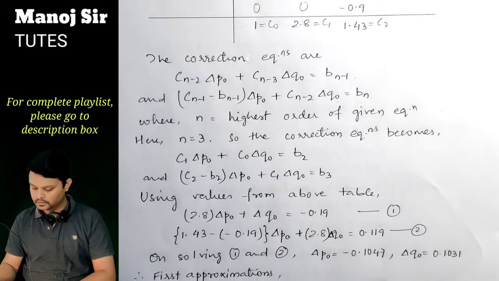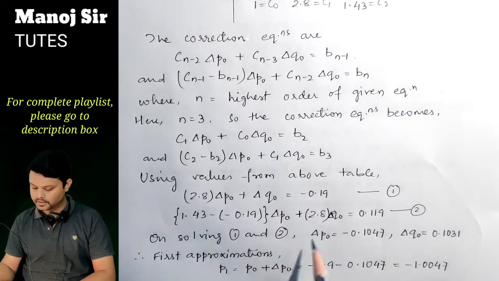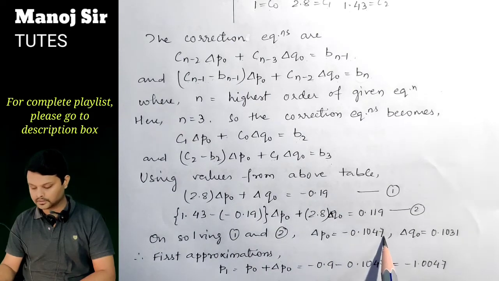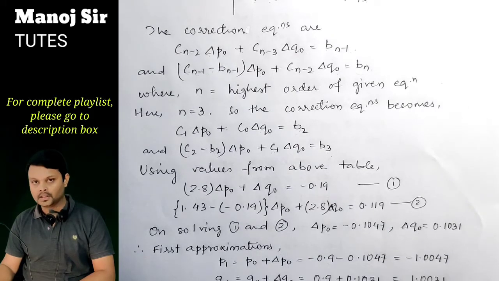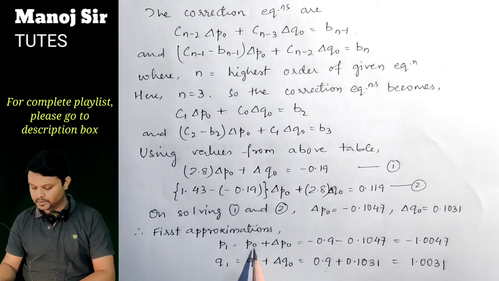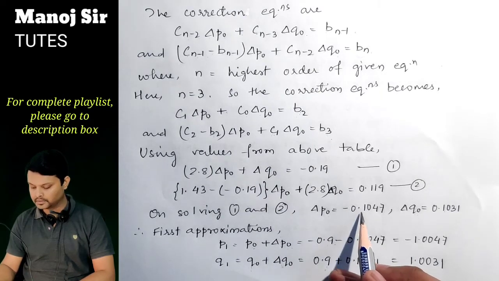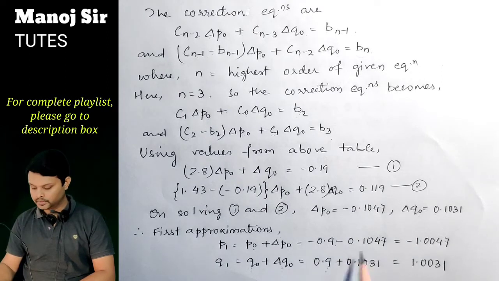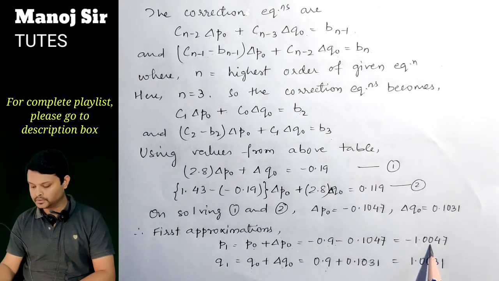On solving these two equations, you will get delta P naught equals minus 0.1047 and delta Q naught equals 0.1031. Now we can find the first approximation value, that is P1 equals P naught plus delta P naught. And what is P naught according to the question? That is minus 0.9, and delta P naught we have just found, that is minus 0.1047. Adding both, you will get P1 equals minus 1.0047.